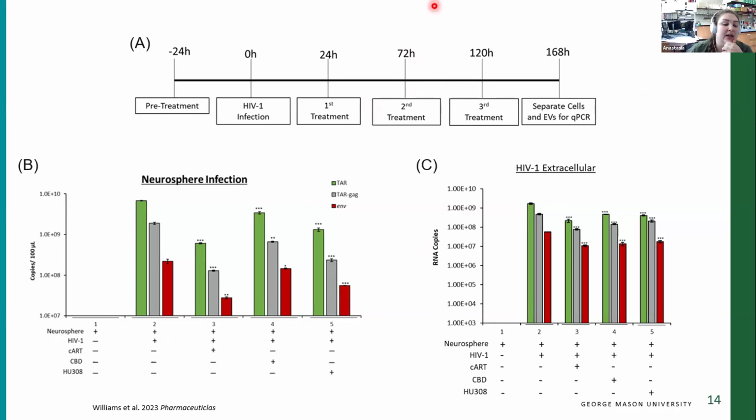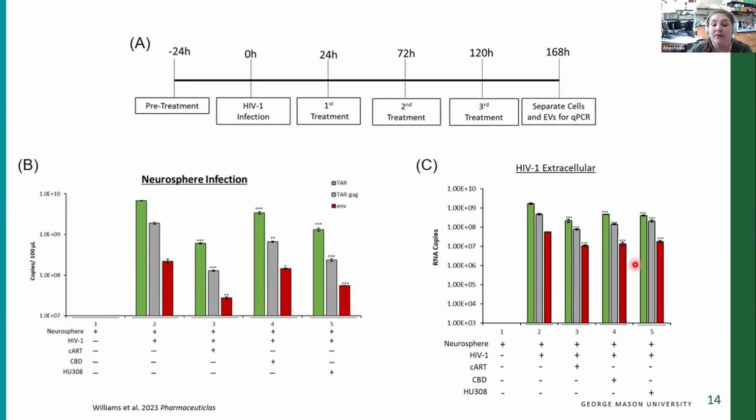And what you can see here is that our neurospheres that were infected with HIV did in fact have our viral transcripts TAR, TAR-GAG, and NEF. As expected, our CR did decrease those viral transcripts. And then with either CBD or HU308, there was still a decrease in those viral transcripts compared to the infected alone.